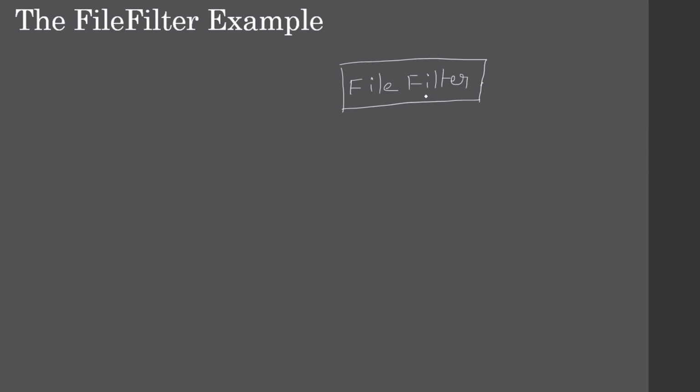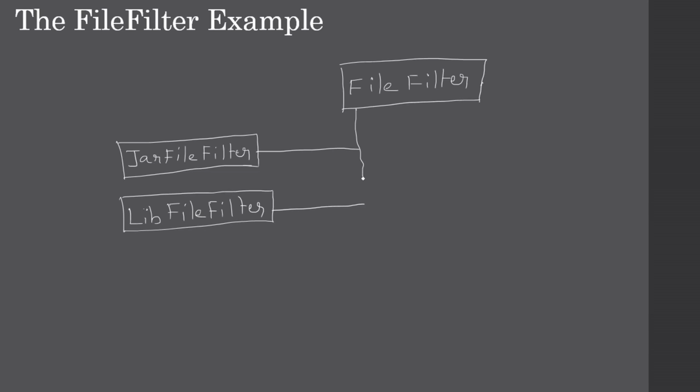Our example needs to filter two files. One is a jar file and another one is a lib file. That means we will create two classes. One is JarFileFilter and another one is LibFileFilter. We will create these two class files, and these two classes extend from the FileFilter class. Since FileFilter is abstract, in both JarFileFilter and LibFileFilter we will override two methods. One is accept and another one is getDescription. Same goes here, accept and getDescription.